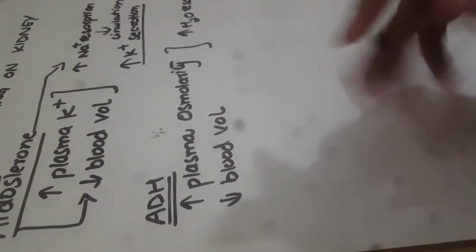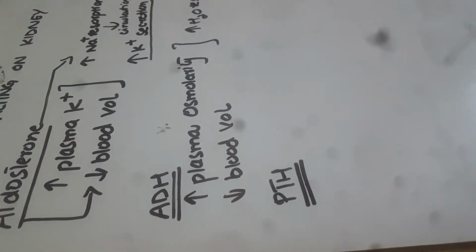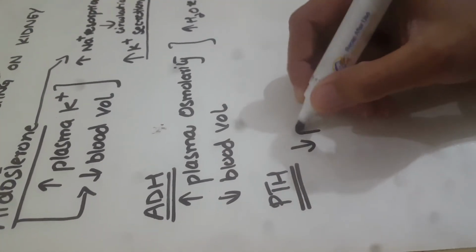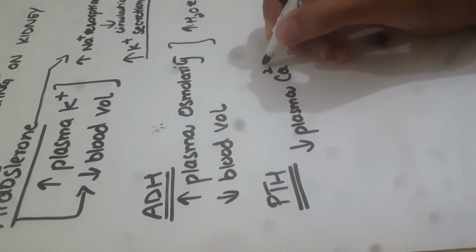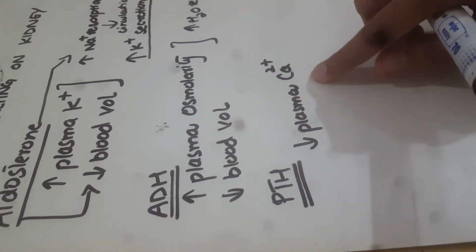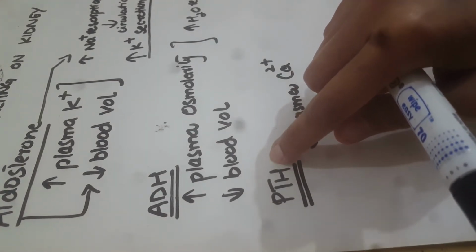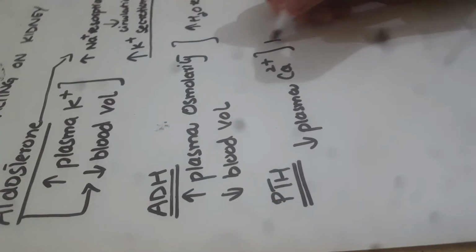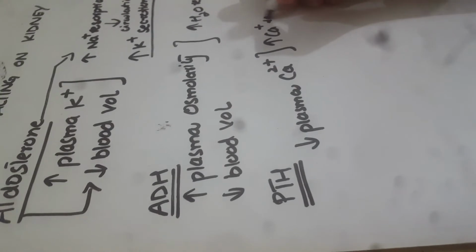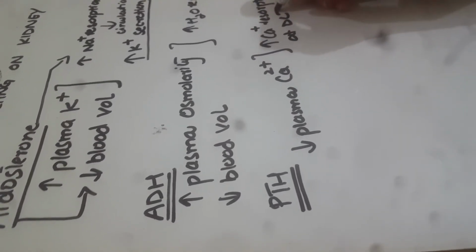Right? The other hormone that acts on the kidney is parathyroid hormone. It is secreted in response to decreased plasma calcium, as it maintains the concentration of calcium in our body or in our blood. With decreased plasma calcium, there is an increased parathyroid hormone secretion, and it causes increased calcium resorption in the distal convoluted tubule.